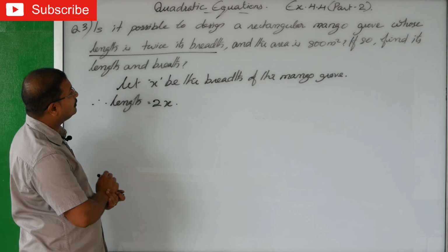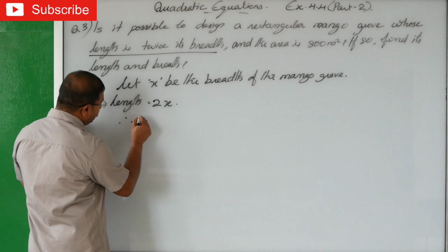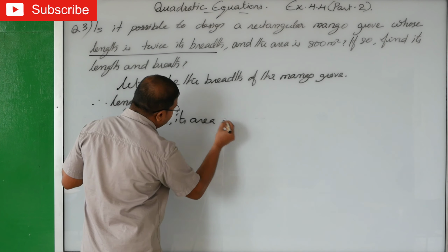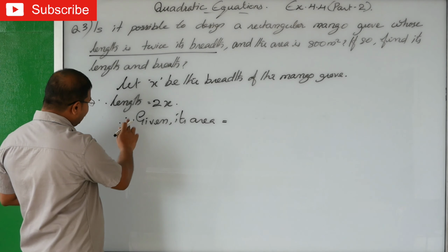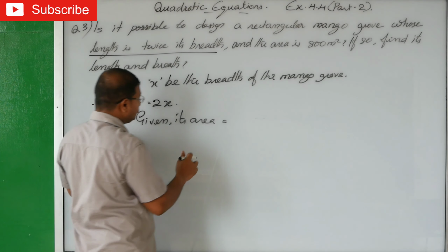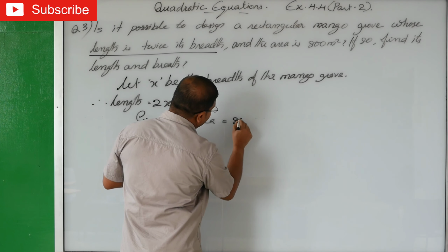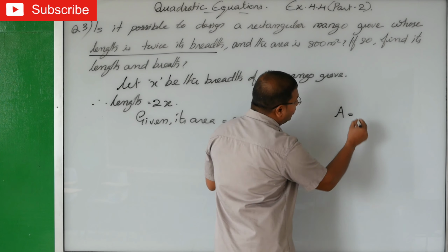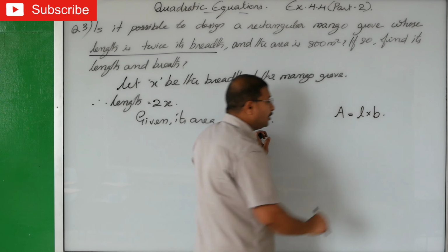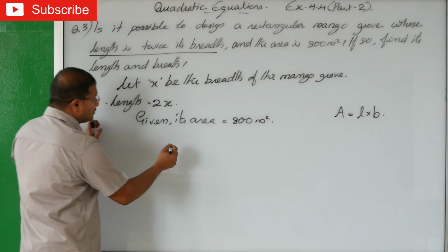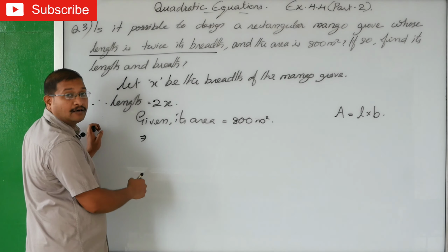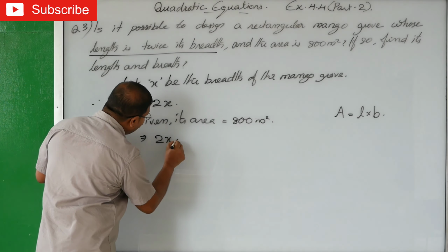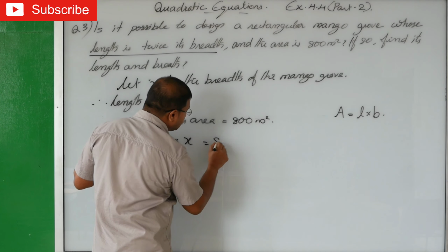Now what is given here? And its area is given. Therefore given its area is 800 meters square. But we know that area of a rectangle is length into breadth. Area of a rectangle is length into breadth. That means this implies we will write here the length. What is the length of the rectangle or the field? 2x into breadth is x equals 800.